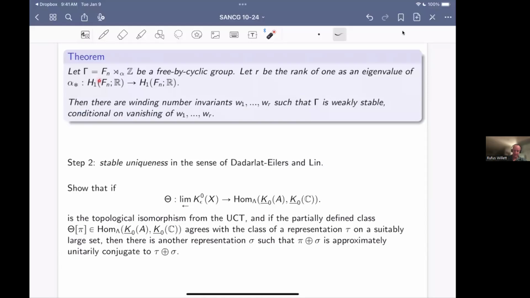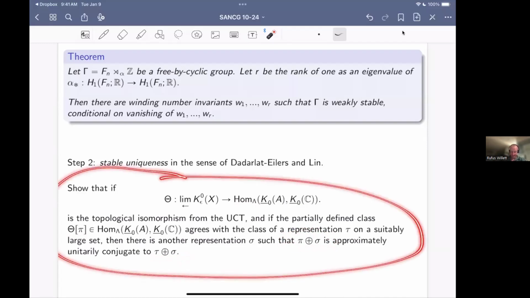And the group C-star algebra of this group satisfies the UCT by Higson and Kasparov's proof of the Baum-Connes conjecture. So we show that if this is the topological isomorphism coming from the UCT, this pi gives something which is at least partially defined over here, and therefore it corresponds to a partially defined class over here, and show that if this thing agrees with the class of a representation tau on a suitably large set, then you can find an actual representation so that the block sum of your quasi-representation with an actual representation is close to being unitary conjugate to this representation.